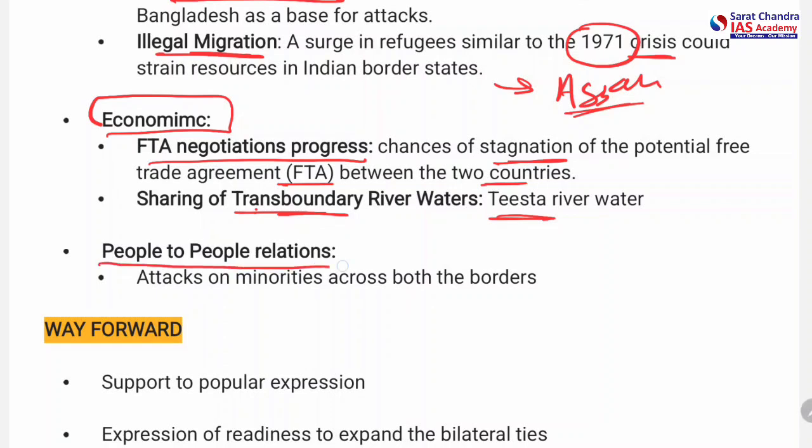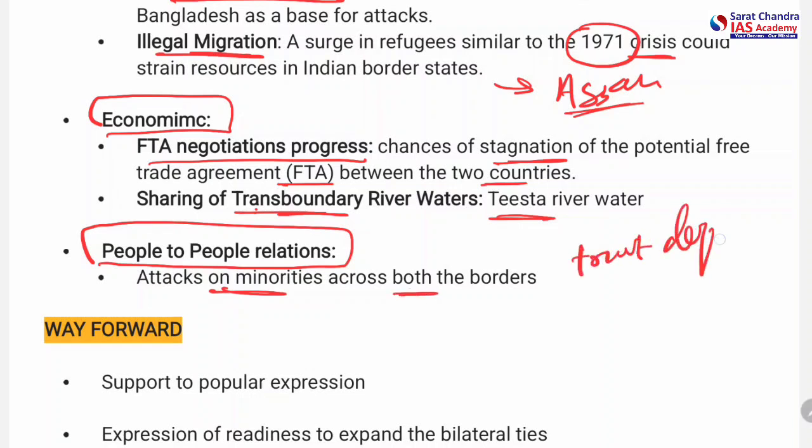The next point is the people-to-people relationship. Especially, there are attacks on minorities in Bangladesh, especially Hindus and Christians. And recently there have been reports that within India also some have attacked Bangladeshi Muslims. So these kinds of incidents can create a trust deficit between the people of the two countries, and that leads to issues in the people-to-people relationship.